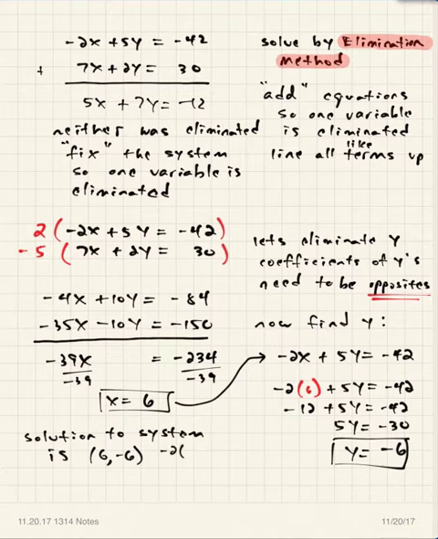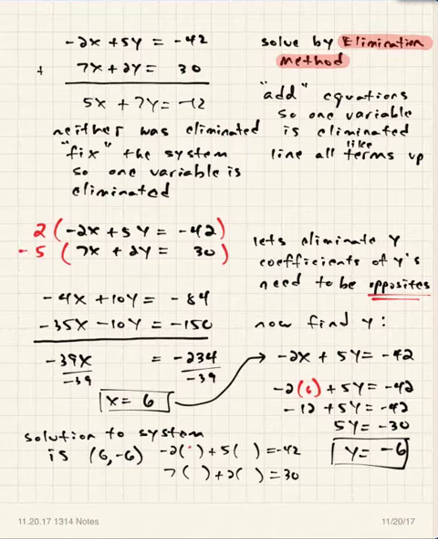I have negative 2 times x plus 5 times y equals negative 42. There's the first equation. The second equation is 7 times x plus 2 times y equals 30. And I'm substituting 6, negative 6 in there. I'm going to put that in red. Right, and you can do the arithmetic here.